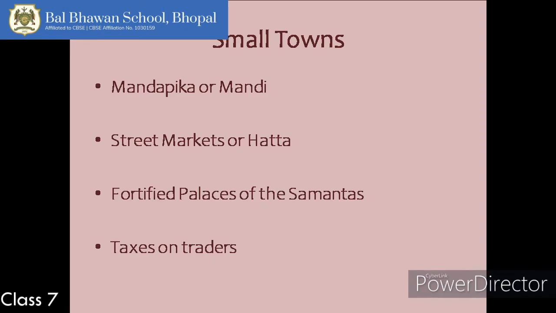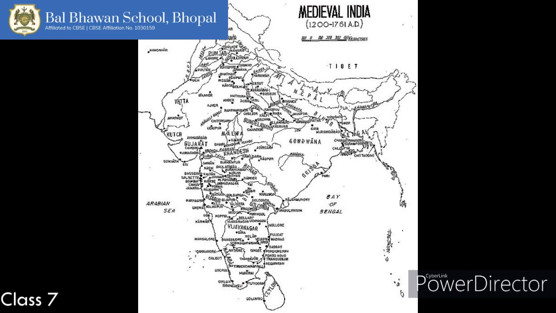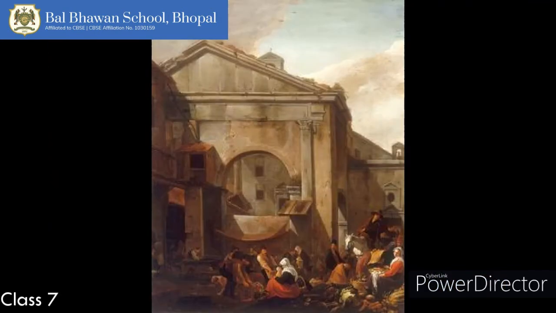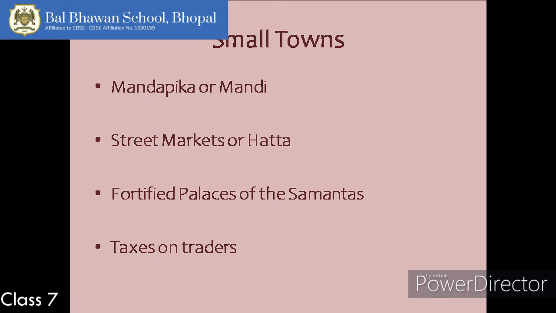From the 8th century onwards, the subcontinent was dotted with several small towns. These probably emerged from large villages. They usually had a mandapika or a mandi to which nearby villagers brought their produce to sell. They also had market streets called hatta or hart in later times, lined with shops.